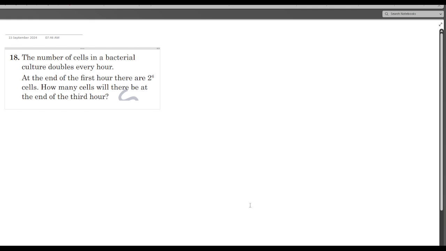Question number 18. The number of cells in a bacterial culture doubles every hour. At the end of first hour, there are 2 power 6 cells. How many cells will there be at the end of third hour? Okay, so the number of cells in bacterial culture doubles every hour.